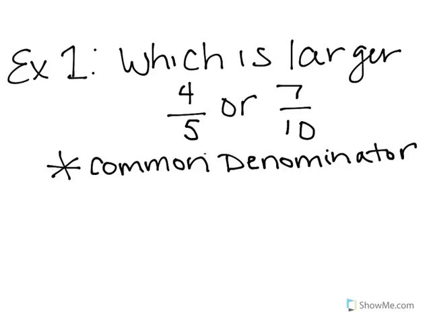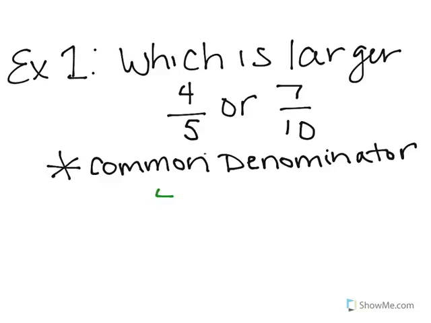So example 1 says, which is larger, 4/5 or 7/10? Now there are 3 different ways we can compare fractions, and I'm going to go through all 3. You can choose whichever one you want to do. The first way is to compare them using common denominators. So we have the fractions 4/5 and 7/10. Well, I know the least common denominator of 4/5 and 7/10 is 10.